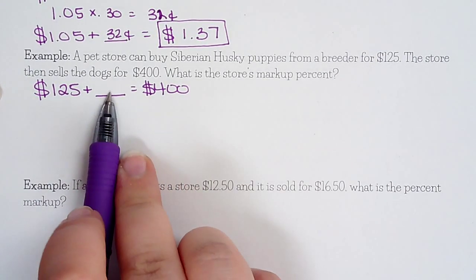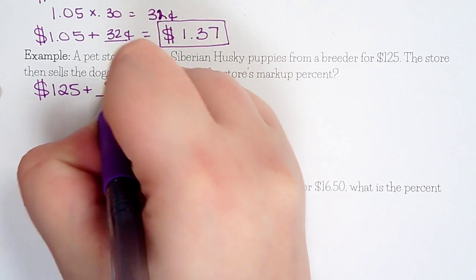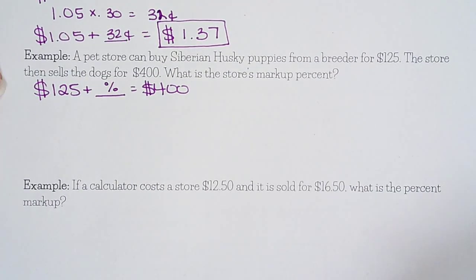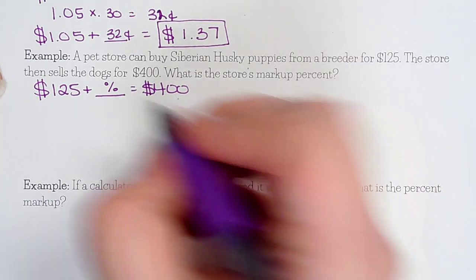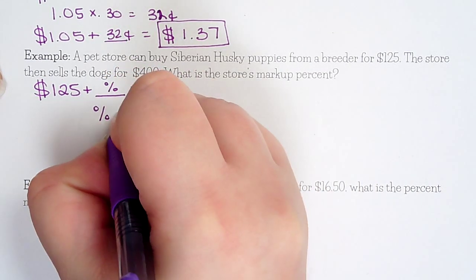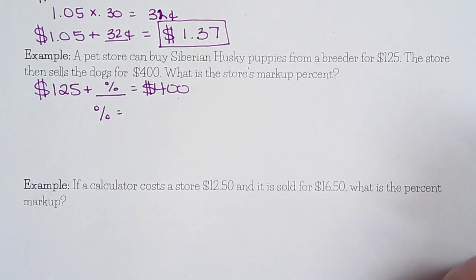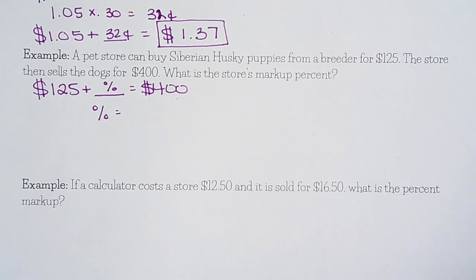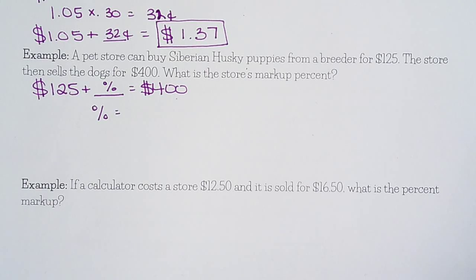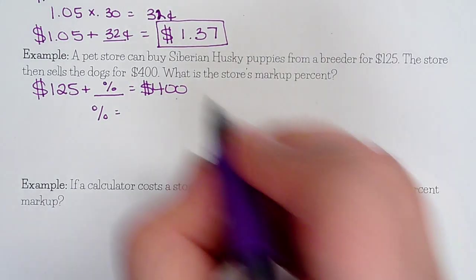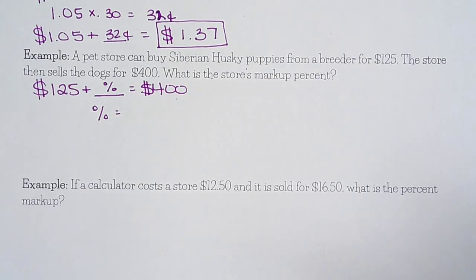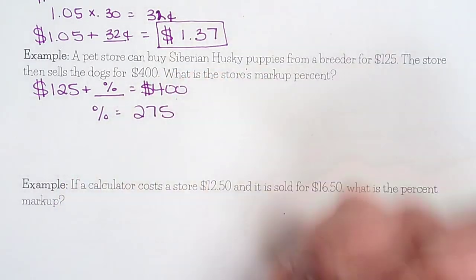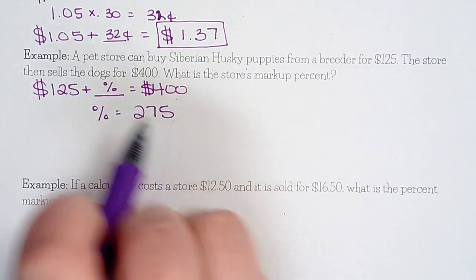How do we find our markup? Well, we have to solve for our unknown percentage. We're going to do this by subtracting the 125 over. But that isn't going to actually give us the percentage. What we have to do instead to solve for the percentage is we have to divide our answer, 400 minus 125, 275. This is the markup in dollars.